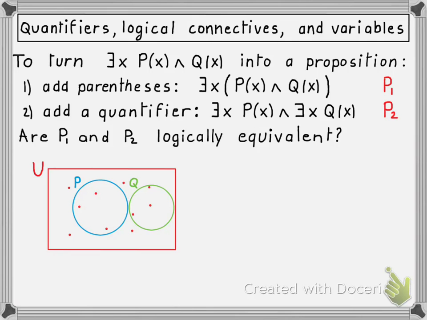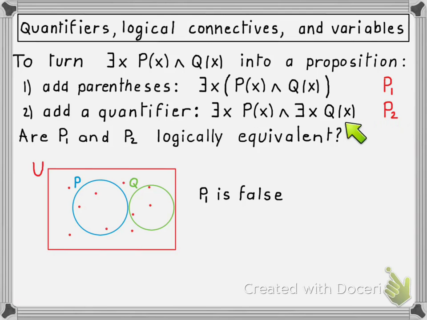There are no elements here that are both in P and in Q. Therefore, there does not exist an x such that P of x and Q of x is true. Therefore, P1 is false. All right, that's just one case, right? But what we need to check now is the truth value of P2 in this particular case.